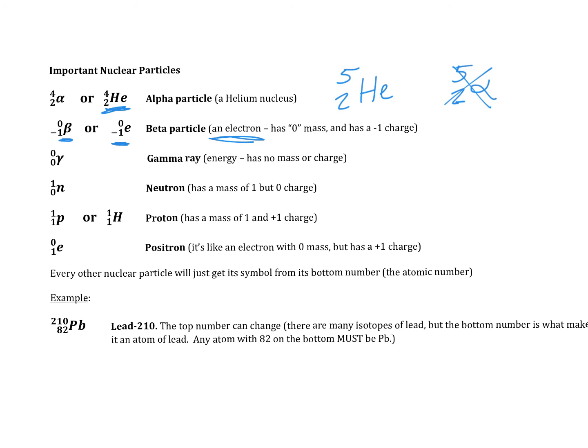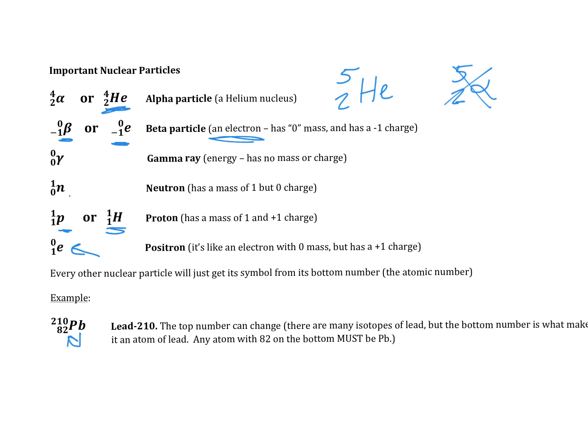Neutrons are a special one. Notice they have no protons. That's why the bottom number is 0, the top number is 1. Notice the proton, 1/1. You could just as easily put hydrogen. They're both acceptable, but realize that's an example. And then a positron is a very strange particle. It is effectively a positively charged electron. So it has no mass. The top number is 0. The bottom number is 1. But again, everything else just gets its symbol from the bottom number.